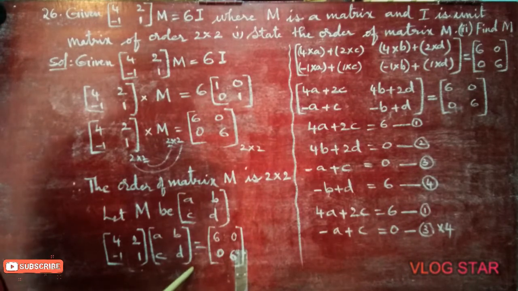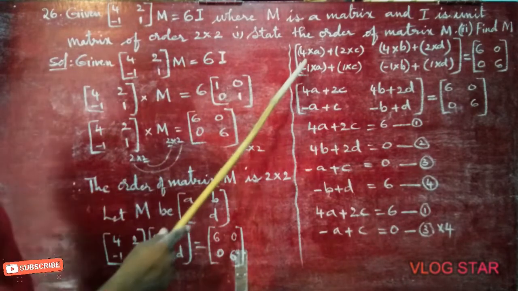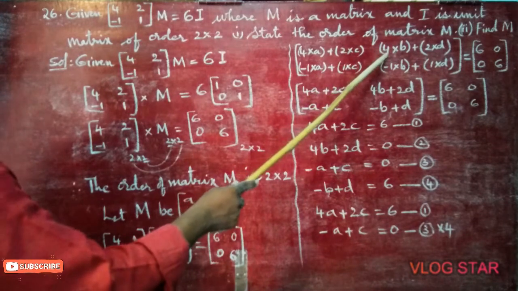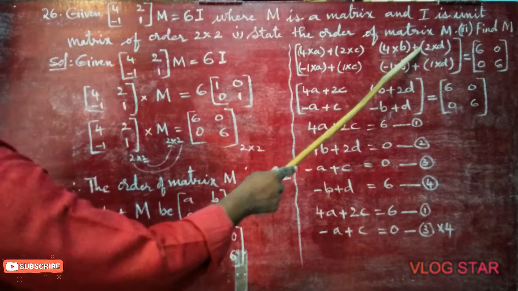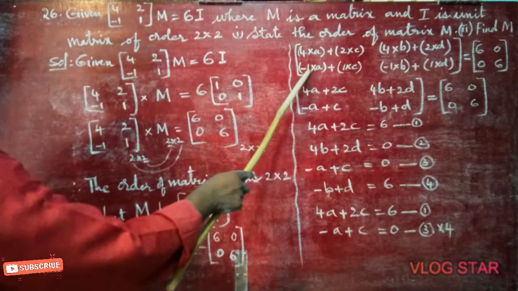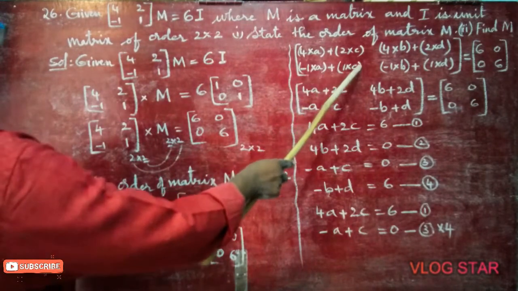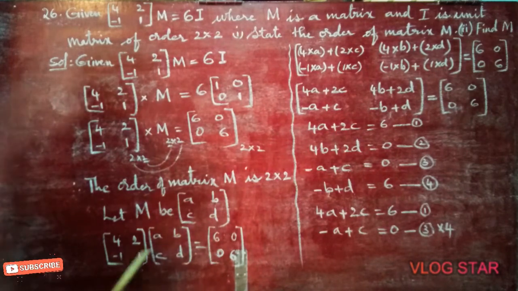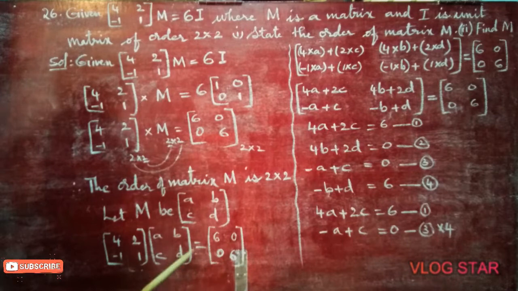Columns of the first matrix should be equal to rows of the second matrix. Row with column: 4 into A plus 2 into C, first element. Again row with second column: 4 into B plus 2 into D. Third one: minus 1 into A plus 1 into C. Fourth one: minus 1 into B plus 1 into D.